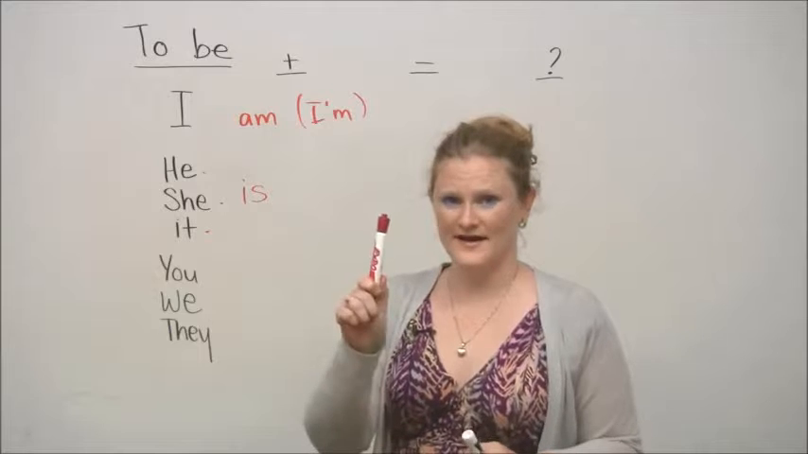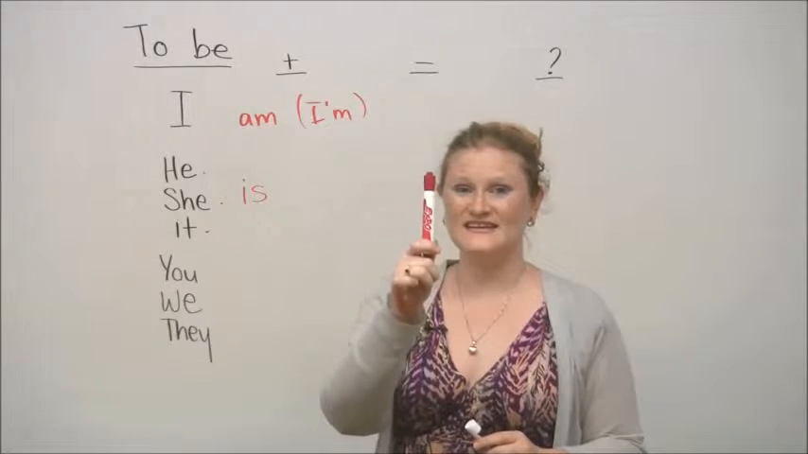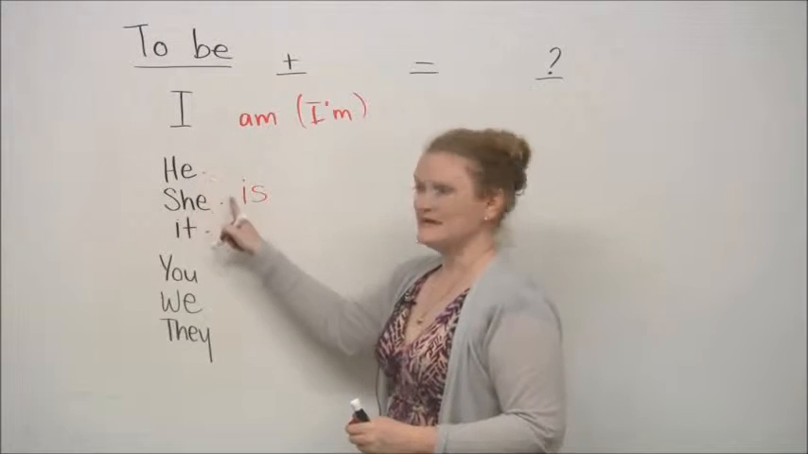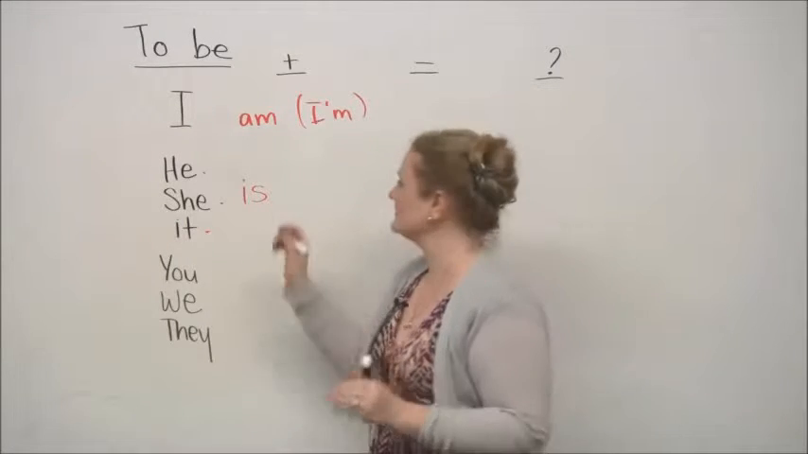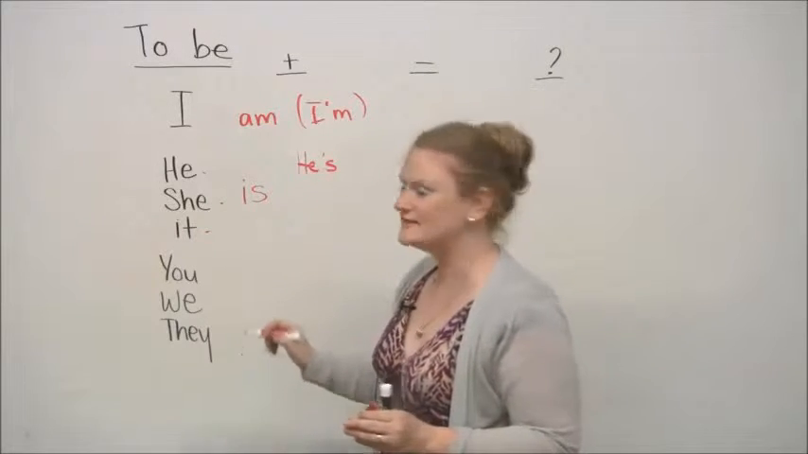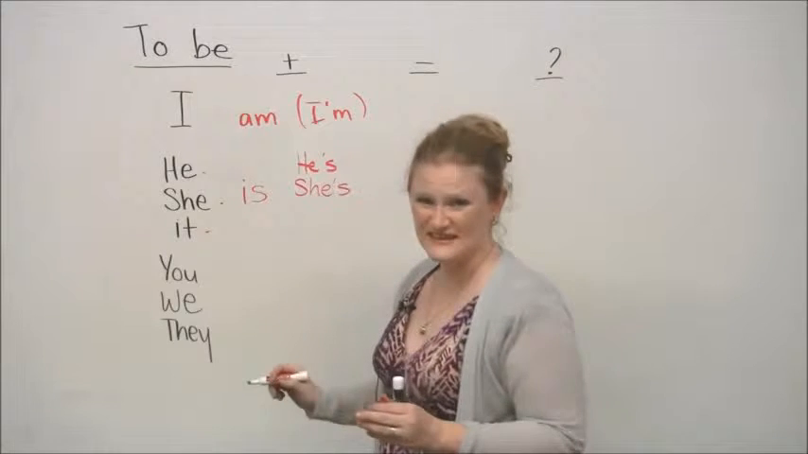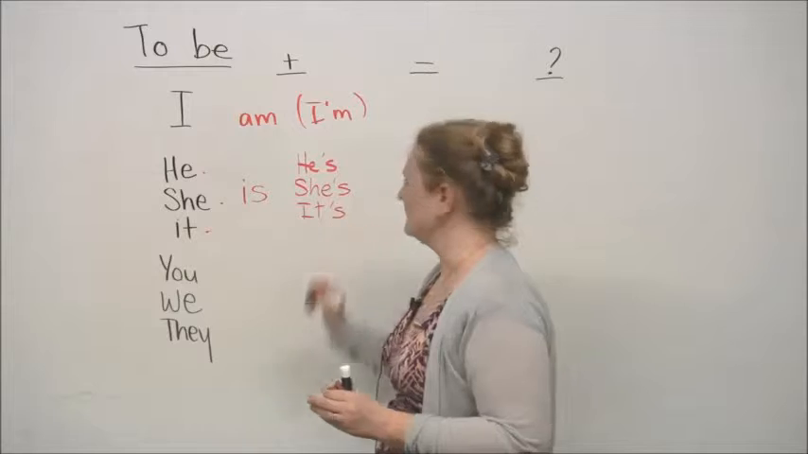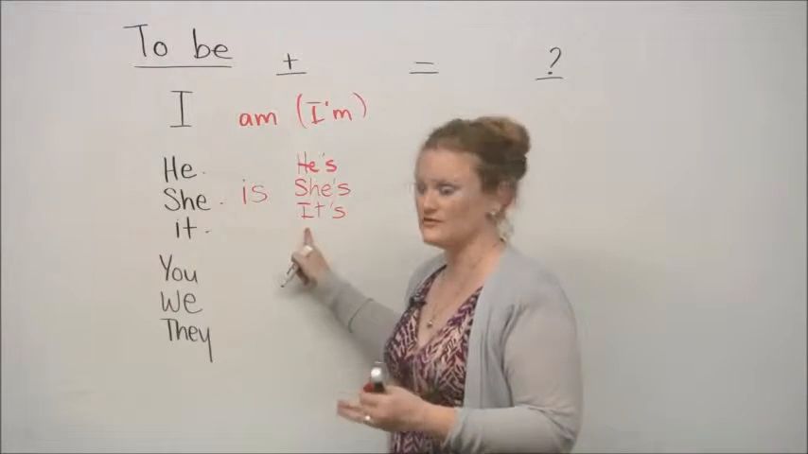For example, my marker, I can say it is red. Okay? When we say he is, or she is, or it is, we can shorten it and we can say he's, she's, or it's. Again, these are the shortened versions.